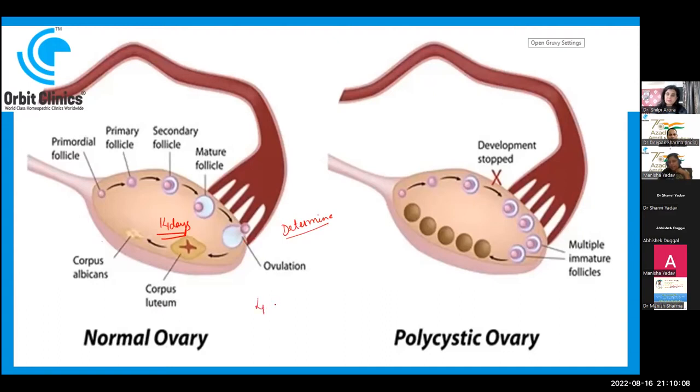So if the cycle is of 40 days, when will ovulation occur? At what day? Anyone? If the patient gives a history of a cycle of 40 days, when will ovulation occur? At what day had this ovulation occurred?